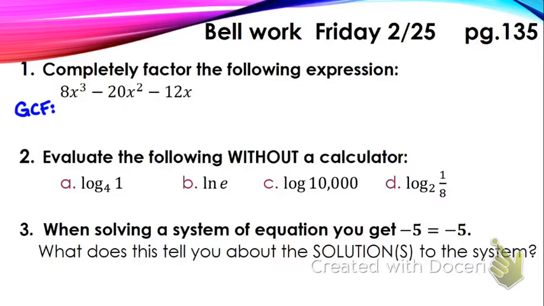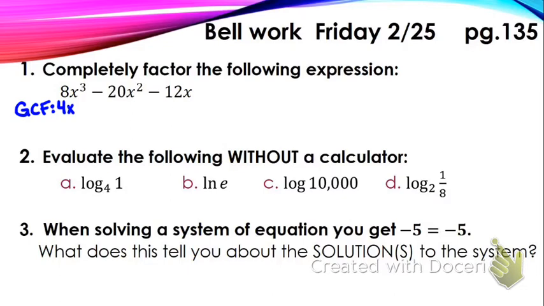Well, if you divide 8 by 4, you get 2. Divide negative 20 by 4, you get negative 5. And same thing for negative 12. Okay, so we saw that 4 went into each of our numbers here, our A, B, and C. And how did you know about the x? All of them have an x. That's a great way to know that. So we have our GCF is 4x.